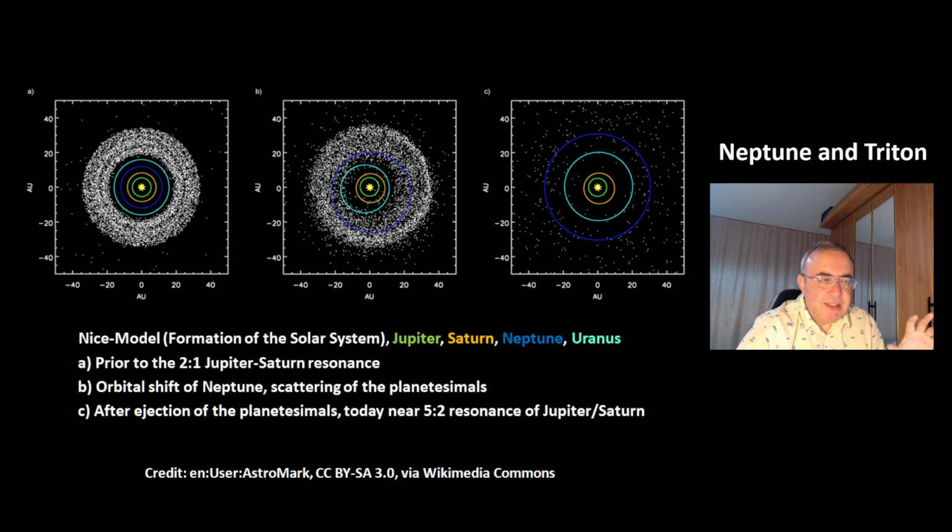Then Jupiter migrated inwards because it interacted with the existing dust disk. But then it was caught in a resonance with Saturn and was pulled outside, and in this process Neptune was pushed over the orbit of Uranus to today's position in the solar system. And today there's a near 5:2 resonance of Jupiter and Saturn.